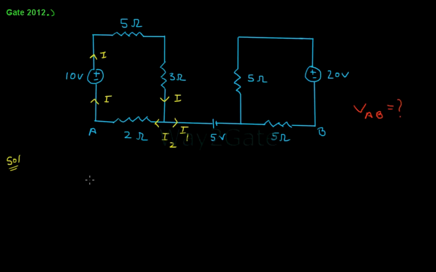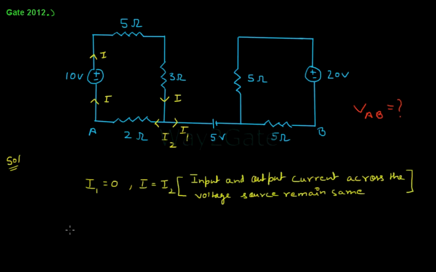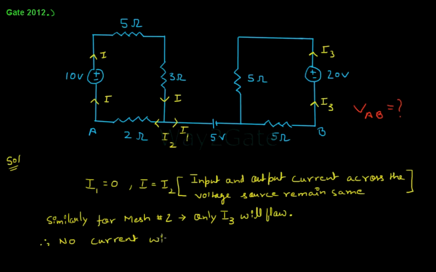In that case, I1 must be equal to 0, which makes I equal to I2. Hence, no current will flow across the 5 volt source, so as to maintain I equal to I2. Similarly, in mesh 2, only I3 will flow in mesh 2, and no part of I3 will pass through the 5 volt battery.